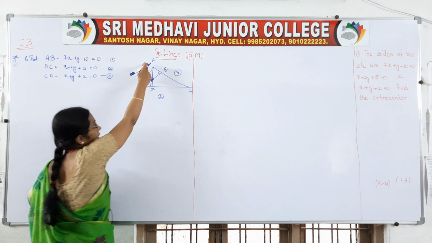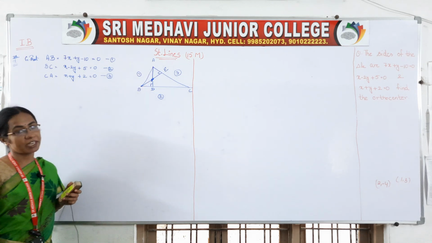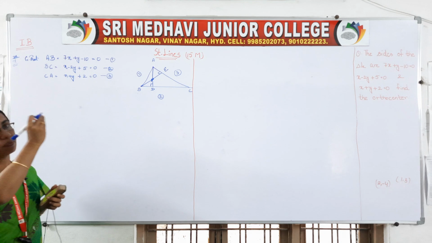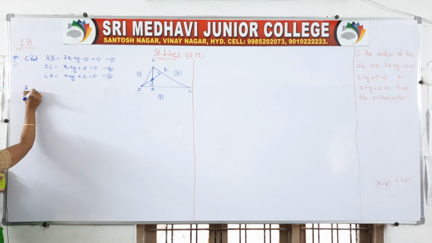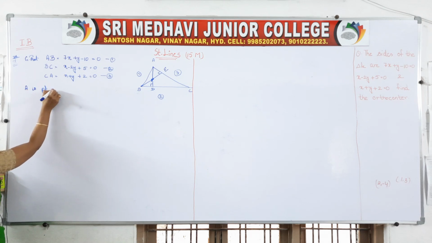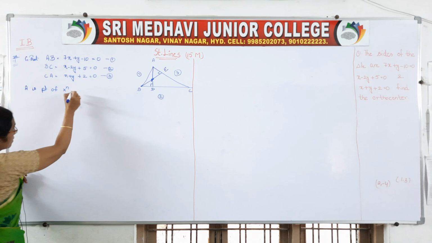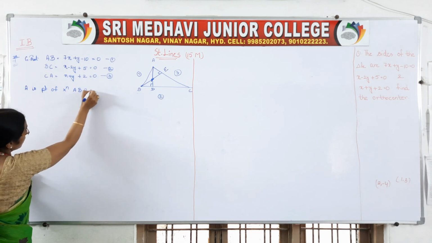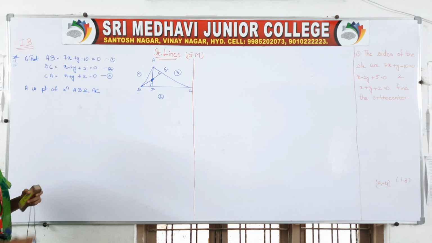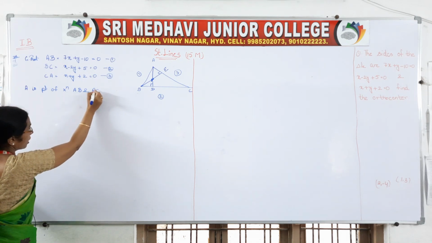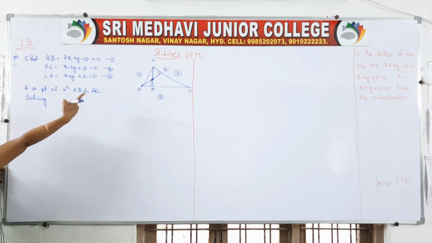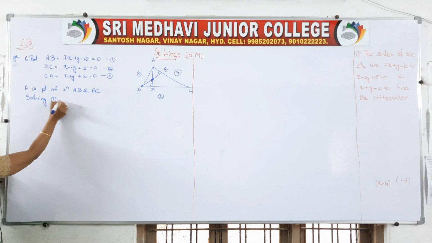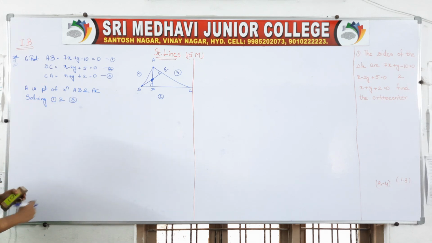To write any line equation, you know very well we need one point on it. So A is the first point. A is the point of intersection of which two lines? It is AB and AC, that means the first and third. So you solve your first and third equations, and we will get our vertex A. Solving 1 and 3, how will we solve?